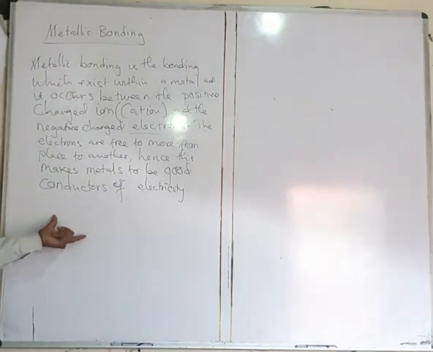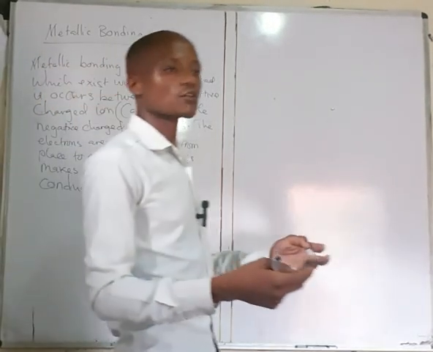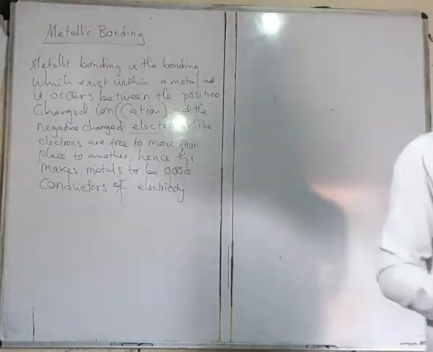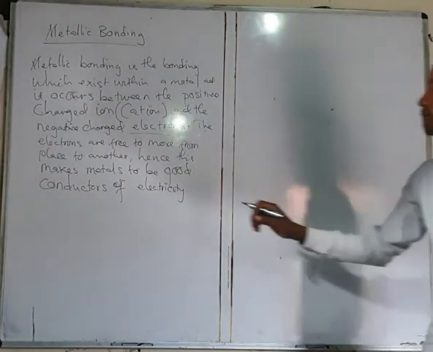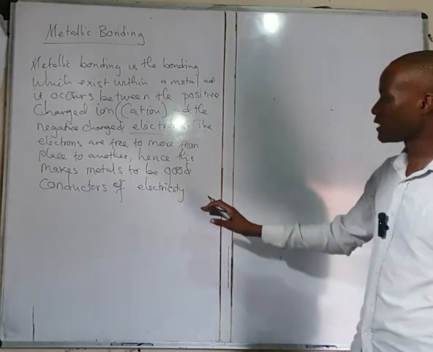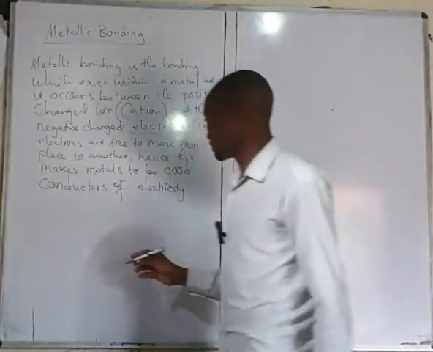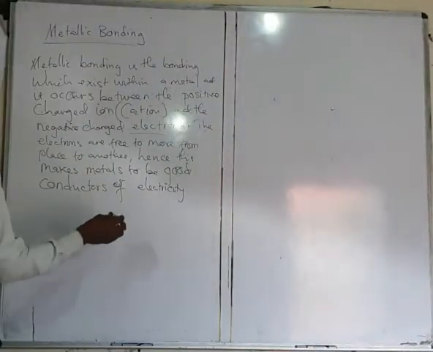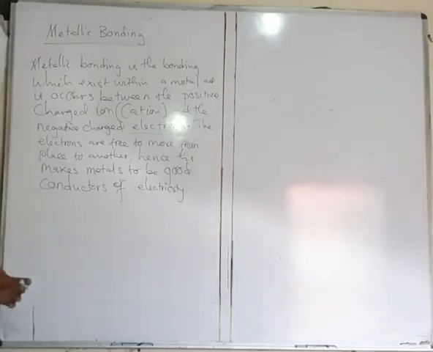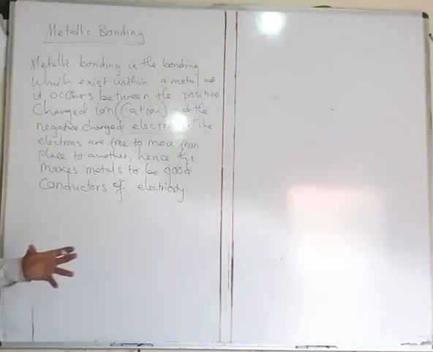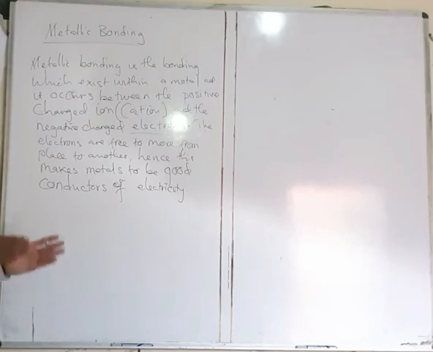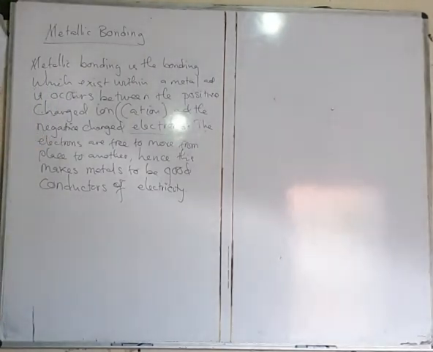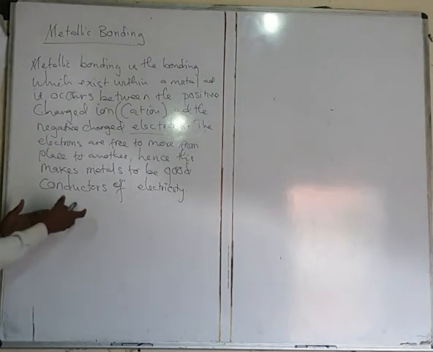They are free. They are what are called delocalized electrons. They are able to move from one place to another, because they are mobile. We say the electrons are called delocalized because they have the ability to move. Local is a place, so delocalized, they're able to move from where they are to another place. Because of this ability, metals are good conductors of electricity.